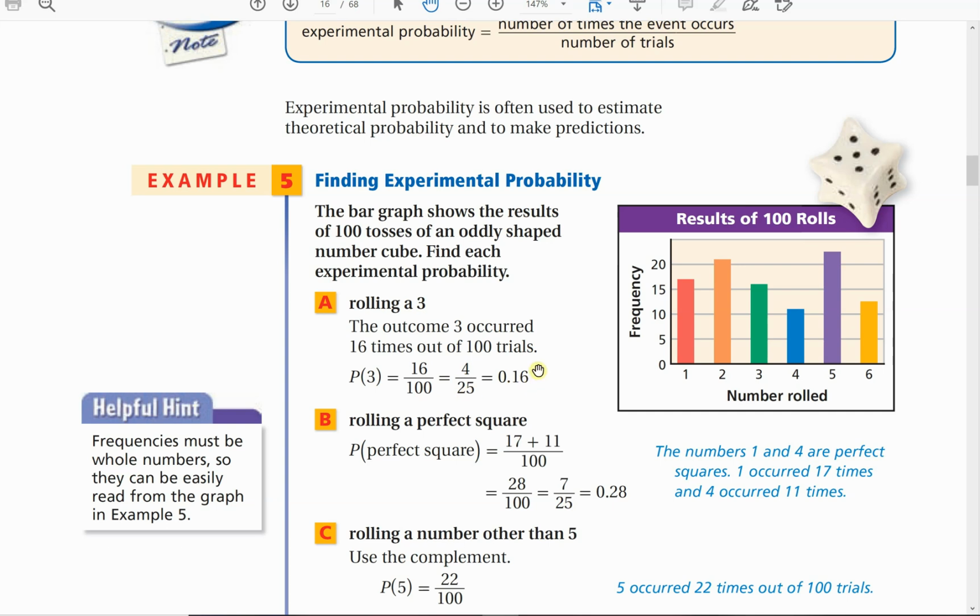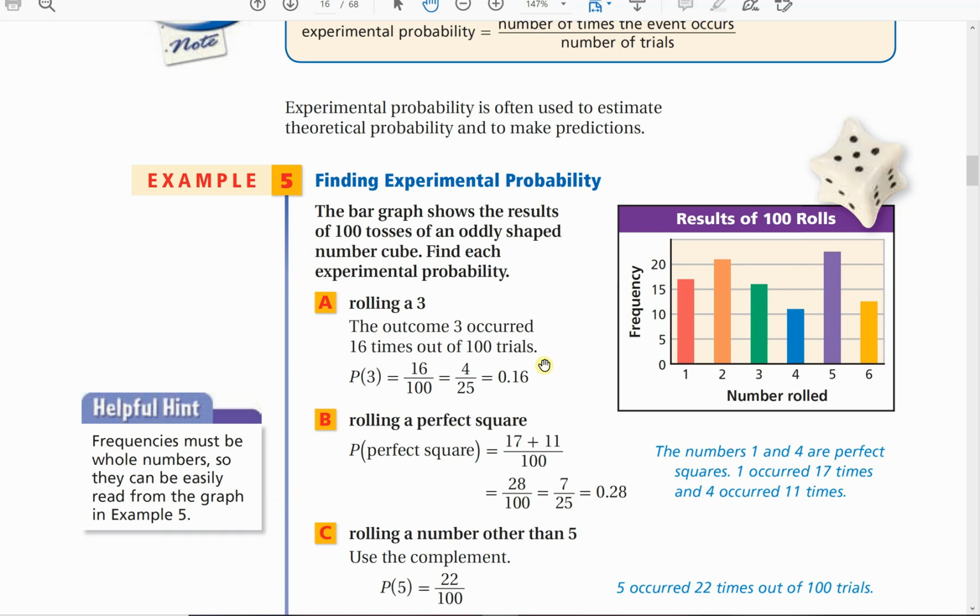Now, if it were completely random, it would be, guess what, 0.1666 repeating. So 1 in 6, versus 4 out of 25, it's pretty close.